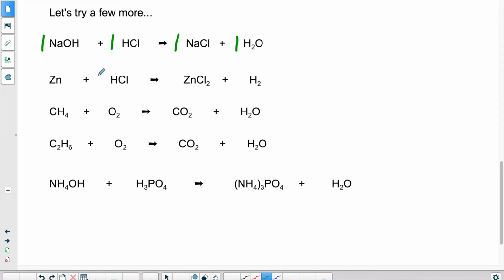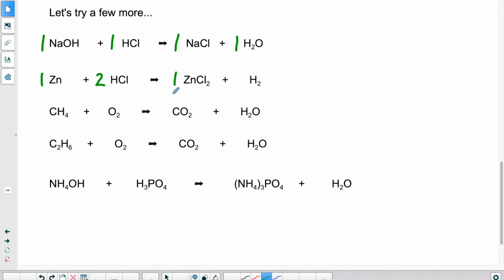So instead, I'm going to put a 2 in front. I'm only allowed to change the coefficient. So I have 2 times HCl. 2 times 1 gives me 2 chlorines, and I have 2 chlorines over here. So that one is already balanced. And I already did my zinc. I said I'm going to keep it as 1 zinc and 1 zinc.